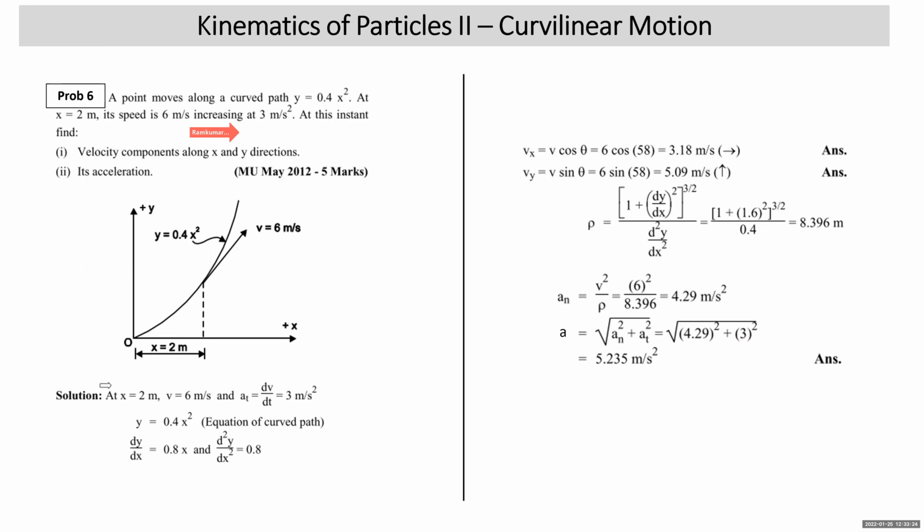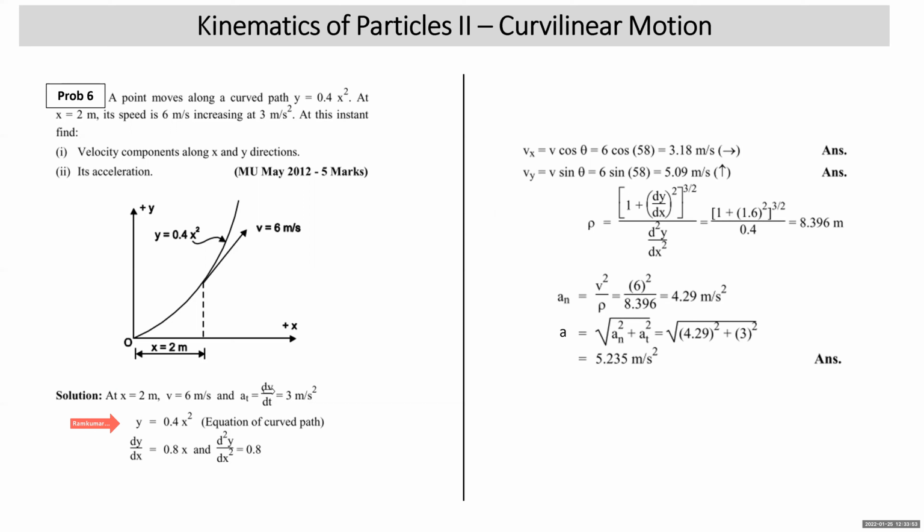You are given at x equal to 2 meter, v is 6 meter per second, and at is dv by dt, that is 3 meter per second square. y is 0.4 x square, dy by dx is 0.8 x, and d2y upon dx square is 0.8. He is asking you to find out everything at x equal to 2 meter. So substitute the value of x as 2 meter, you will get the value of dy by dx as well as d2y upon dx square. Now students, he is asking velocity components.